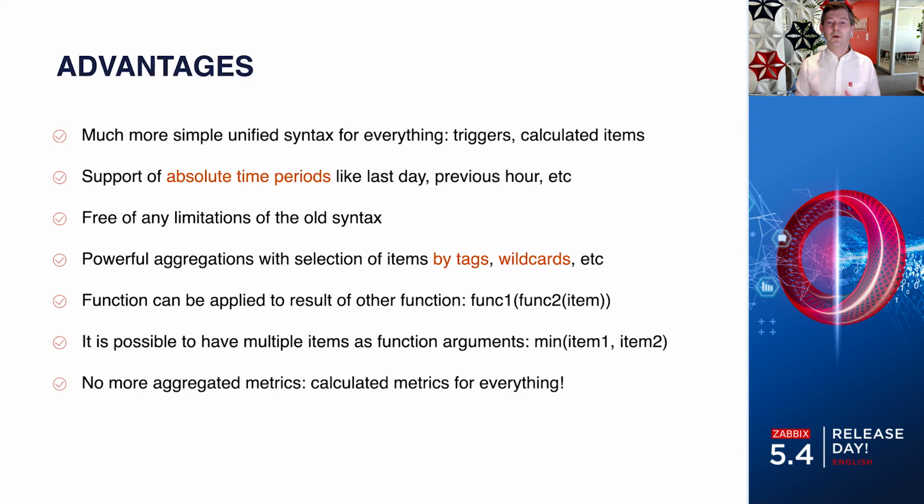And since we use a unified syntax for calculated and aggregated items, we got rid of aggregate items. It's all been combined into calculated items. So again, easier for our users. You don't have to think, so what item should I use, calculated or aggregated? Don't think about it. We have only one type, calculated items, with all new features and great things supported.